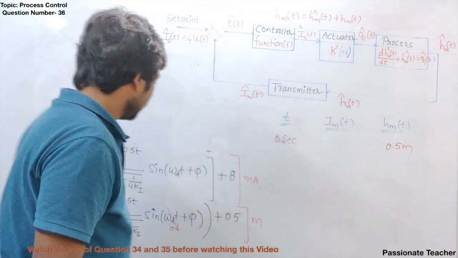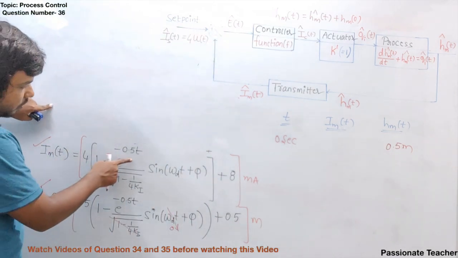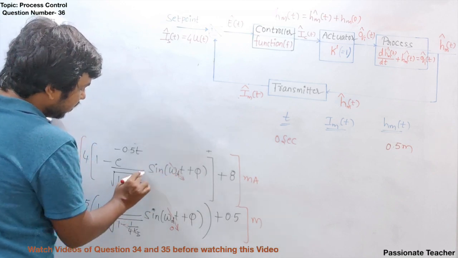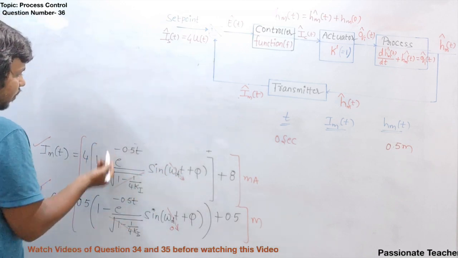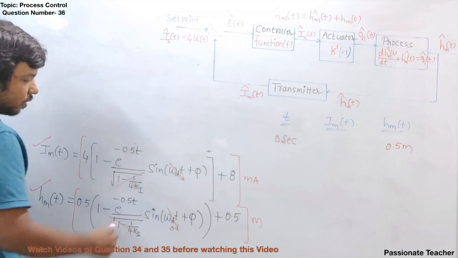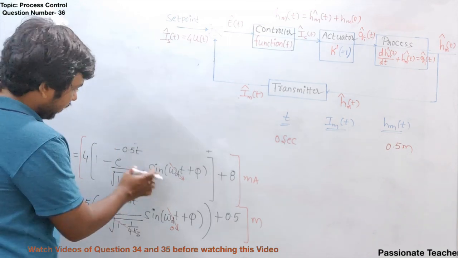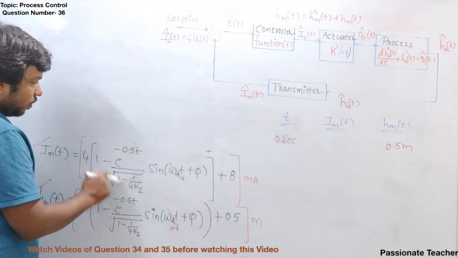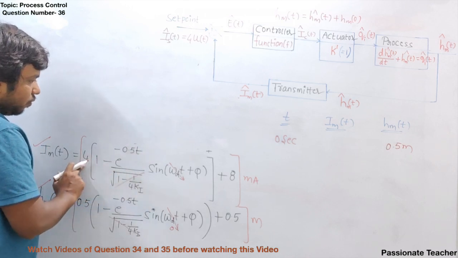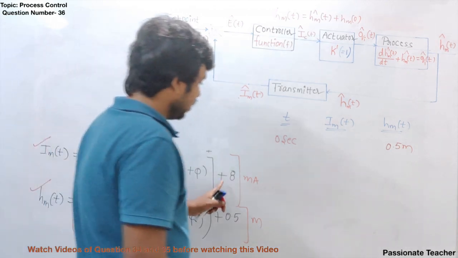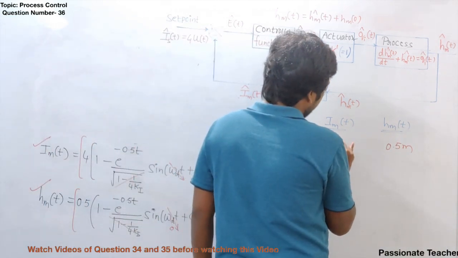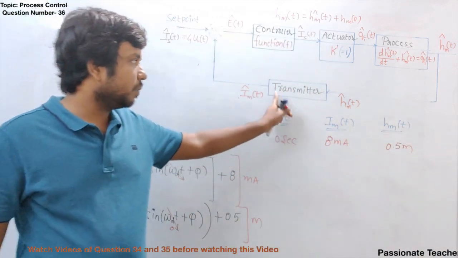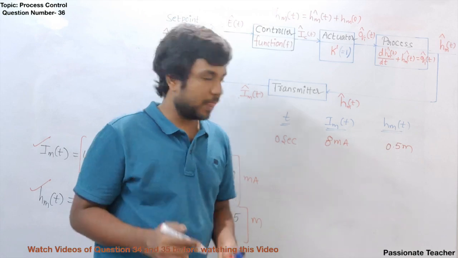And what about Im of 0? The interesting factor here is, if you substitute 0 here, the same thing will happen. This will come down to 0, and sine phi and this both will cancel, because we already know that sine phi is nothing but under root of 1 minus zeta square, right? So if you substitute t is equal to 0, it will become 1. 1 minus 1, 0. 4 into 0, 0. And this will be actually nothing but 8 milliampere current. Clear? These are the initial values of both the transmitter current as well as the water level, right?